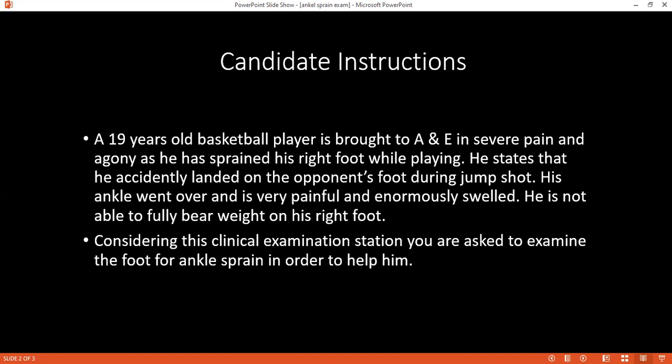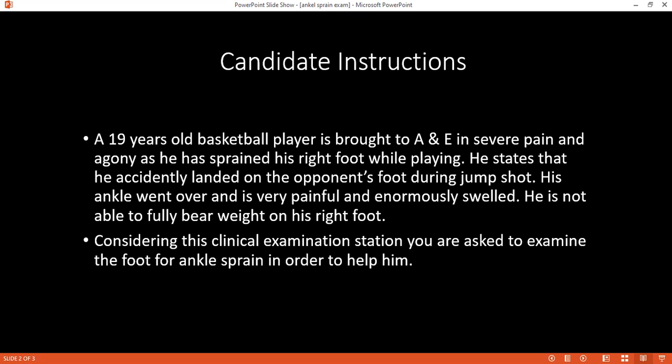Then I would like to do the special tests like the talar tilt test. I will stabilize the leg with my left hand, and then cup the heel with the other hand. If I'm doing an inward rotation at neutral angle, and if there is an opening up or pain on the lateral side of the ankle, the patient is having a calcaneofibular ligament injury. And if similarly the pain appears in plantar flexion, then he is having an anterior talofibular ligament injury.